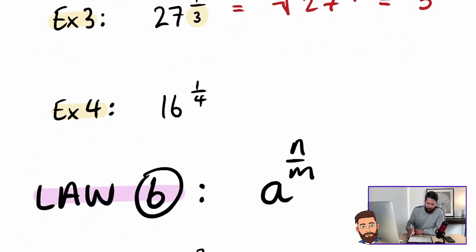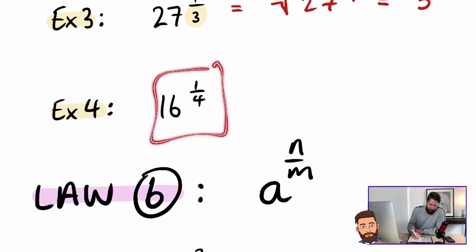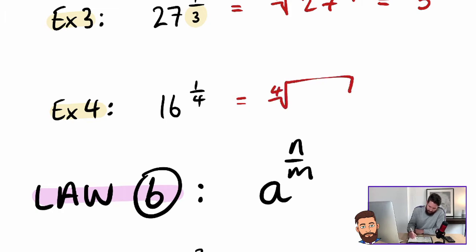And finally, hopefully you're starting to see a pattern now. 16 to the power 1 over 4. Well, 1 over 4 would mean the 4th root of 16, because the 1 means that I need to use this root, and the denominator means that it's going to be the 4th root.